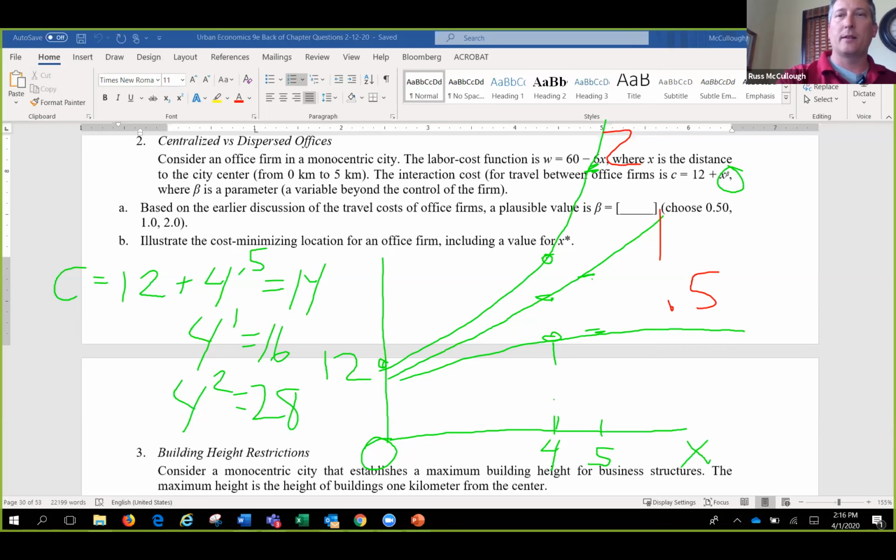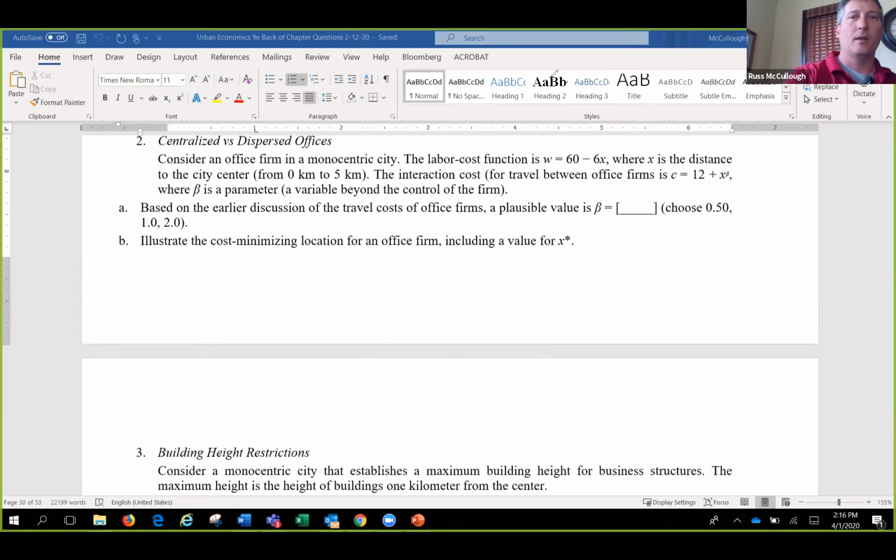Let me clear this drawing. So illustrate the cost minimizing location for an office firm, including a value for X star. X star would be the optimal location. So for this one, you need to combine the 2 cost functions. So we're looking at the total cost function, and we're thinking, should we locate at the center or away from the center? So the center's here and away from the center's here.